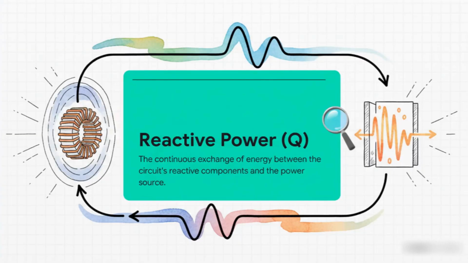So let's meet reactive power, or Q. The best way to picture this is to think of energy that's just sloshing back and forth. It's constantly being exchanged between the power source and these little components inside your electronics, things like inductors and capacitors. Their job is to store energy. So this reactive power is crucial for creating those magnetic and electric fields that make devices work. But here's the weird part. It doesn't get used up. It just gets borrowed and returned, over and over again.